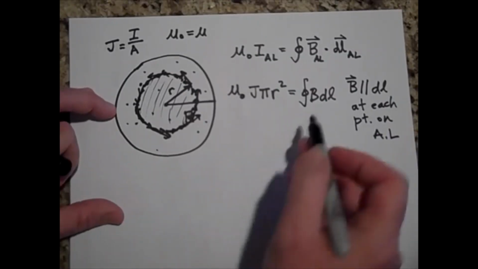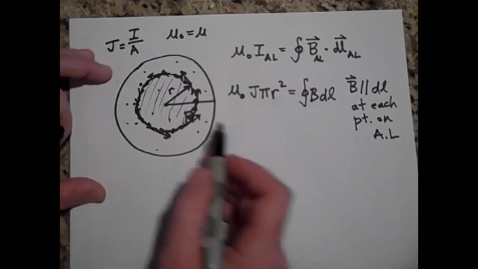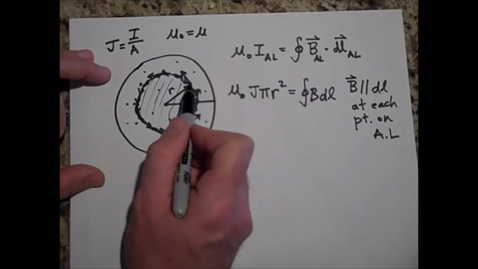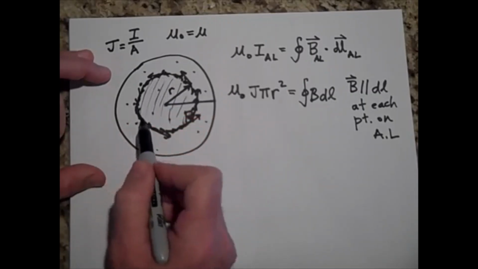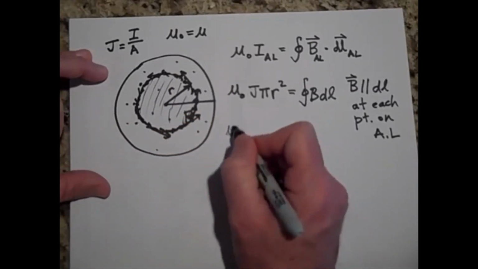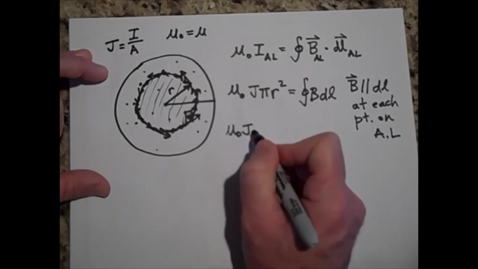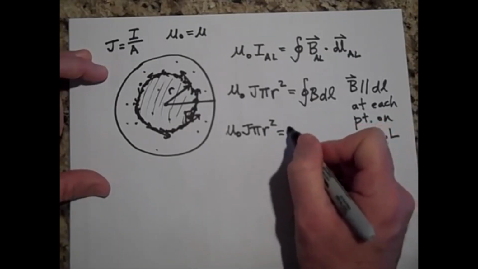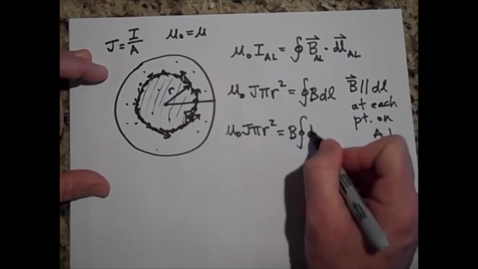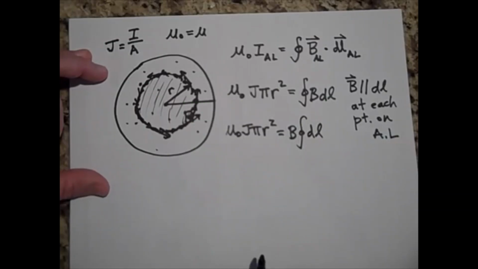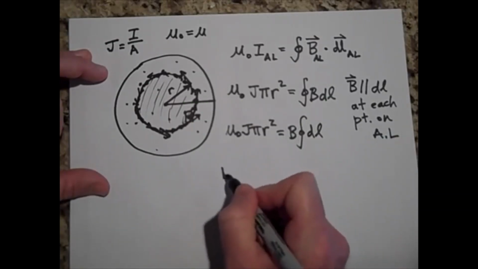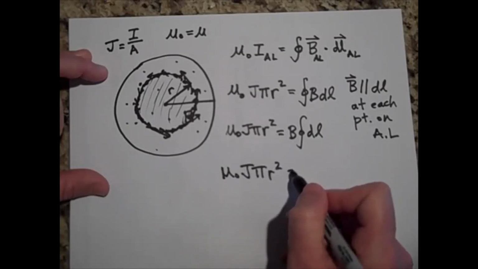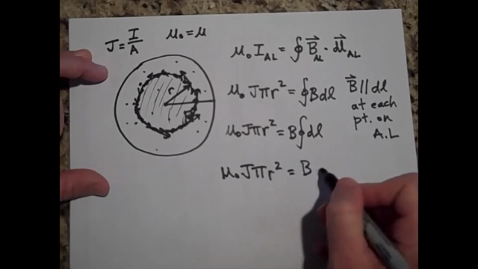Okay, then I'm going to argue that you can pull the B out of the integral because of the symmetry of the situation. Why would B be any stronger here than here than here than here? It's so symmetrical that it wouldn't. And so mu naught times J pi r squared is equal to, when I pull that out, just the sum of all the dl's around the loop. And so the sum of all the dl's around the loop, when you add them all up, you're just going to get 2 pi r.